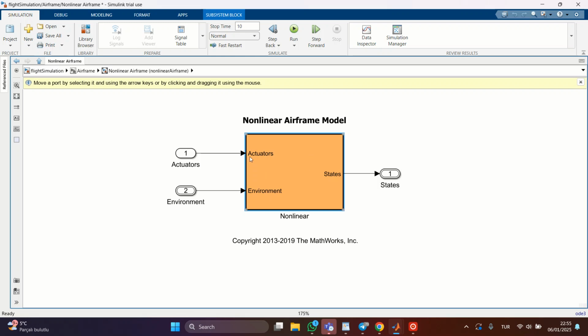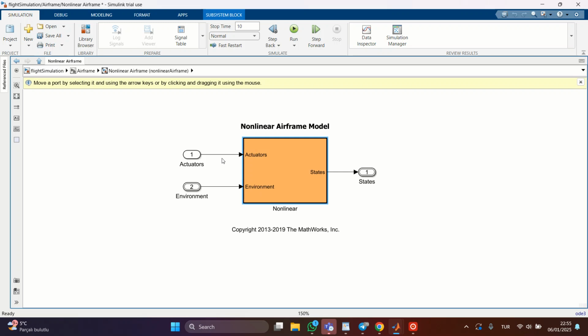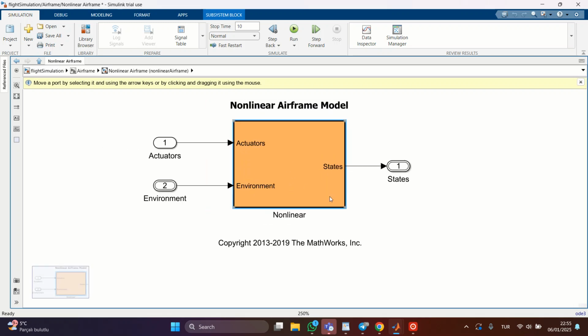Yeah, so what are the actuators and the environment? Sure, in this model, the actuators block represents the mechanisms that control the drone's movements, and the environment block simulates external factors like wind and air density. So actuators are basically the inputs that control the drone, and the environment is the external factors like wind. Gotcha. And what's the states? States represents the drone's current condition, like position, velocity, and orientation. Does that make sense?